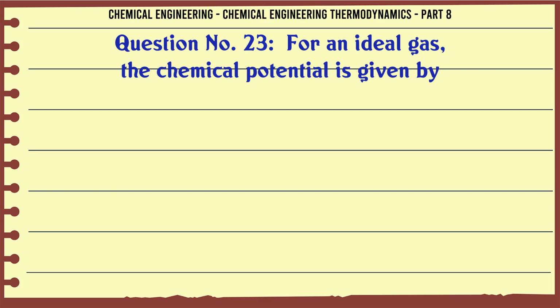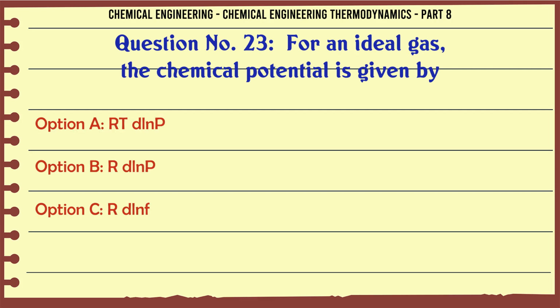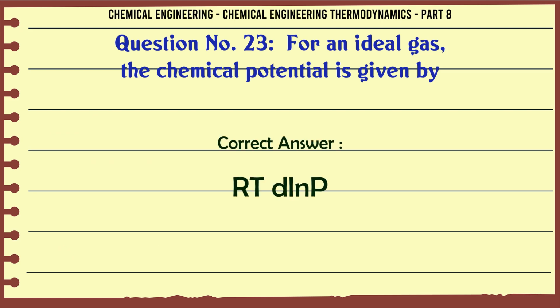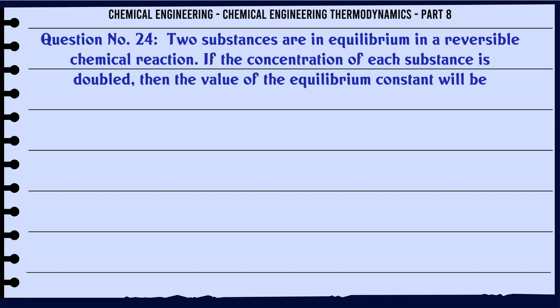For an ideal gas, the chemical potential is given by: A. RT dlnP. B. R dlnP. C. R dlnF. D. None of these. The correct answer is RT dlnP. Two substances are in equilibrium in a reversible chemical reaction.